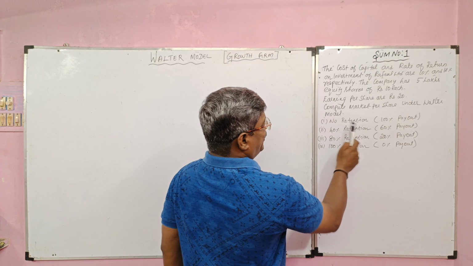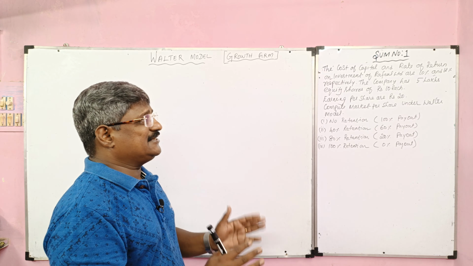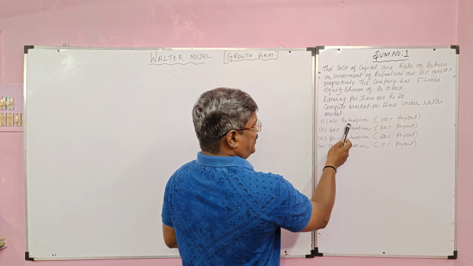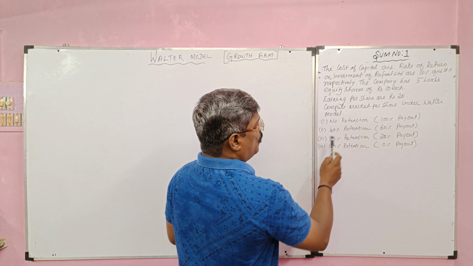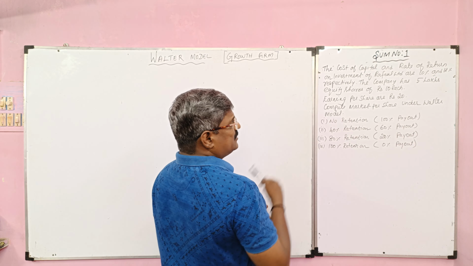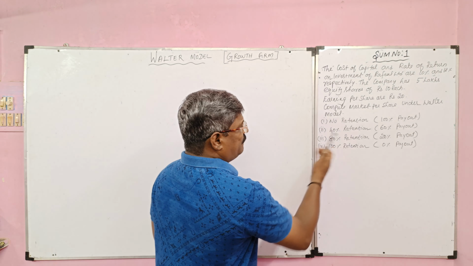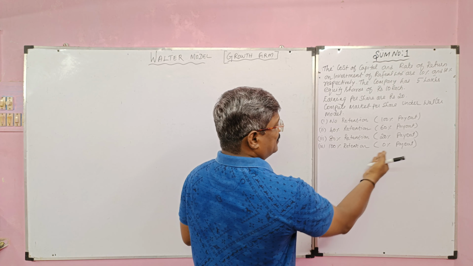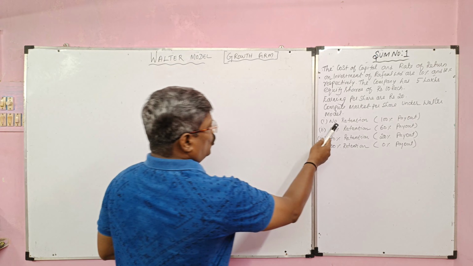Situation 1, no retention. There is no retention ratio. 100% paid to the shareholder. So, if no retention, the payout ratio is 100%. In situation 2, 40% retaining, 60% payout. In third situation, 80% retention, 20% payout. In fourth situation, we have 100% retention, 0% payout. First, we are going to solve no retention.